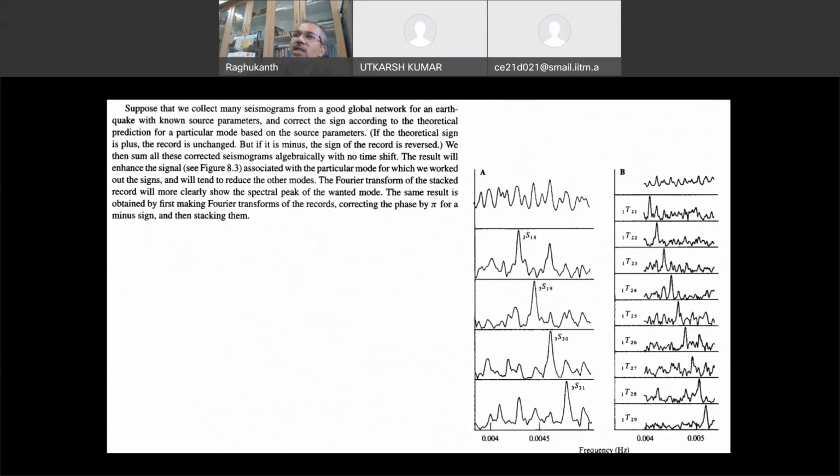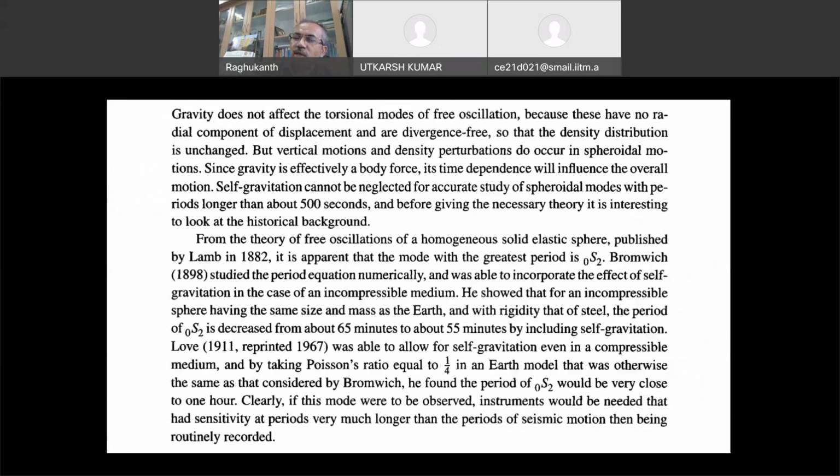Okay. Now another thing people do right now is, if you have a lot of data sets, and let us say the data has been recorded at Madras, Trivandrum, at several places of the globe, you correct this data and then you add all the data, such that the modes will get amplified, and then you do the Fourier transform. You can easily identify these modes, S18, S19, all the mode shapes can be identified. So a variety of techniques are there to get these modes and their corresponding natural frequencies.